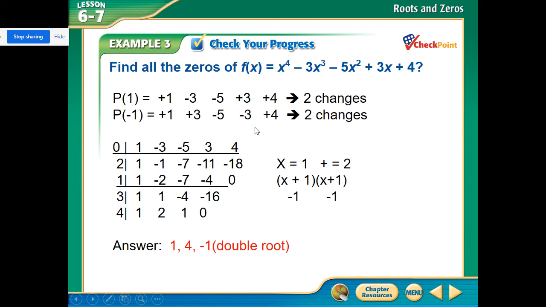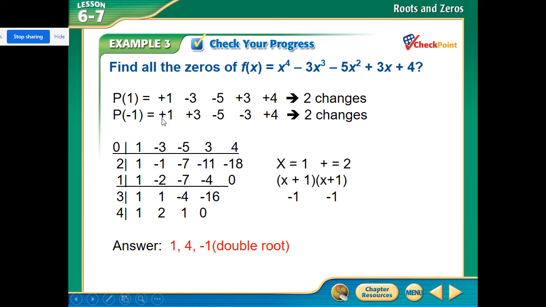All right, let's try another one. This one is degree 4. So I'm going to have 4 answers on this one. All right, doing my sign changes. 1 is, again, not going to change anything. So it's 1, -3, -5, 3, and 4. That has 2 changes. So I have either 2 or 0 of them.